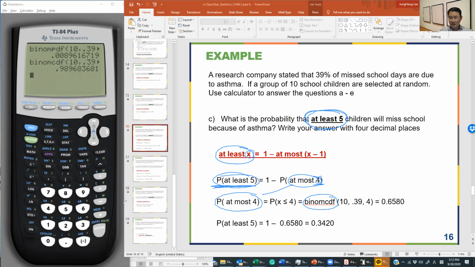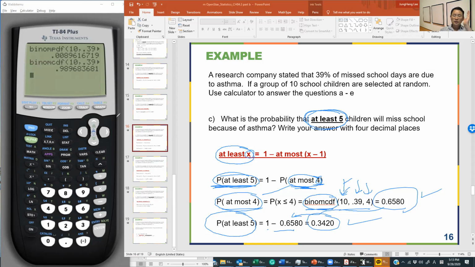Since we've done it many times, I'm not going to repeat the process. Binomial CDF, you put trial right here, the P and the X. You cut it, and this is what you get. So that's at most 4 for this part right there. But that's not the main question. The main question is finding at least 5. So we have to do 1 minus whatever value we get. Then that's our answer right there.